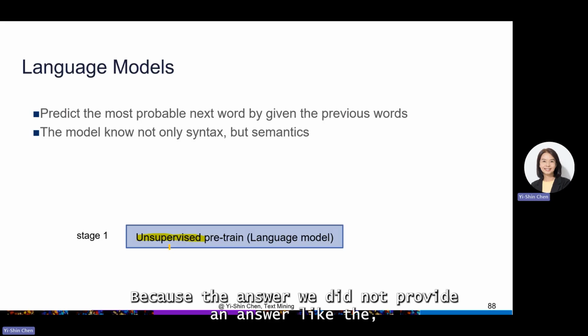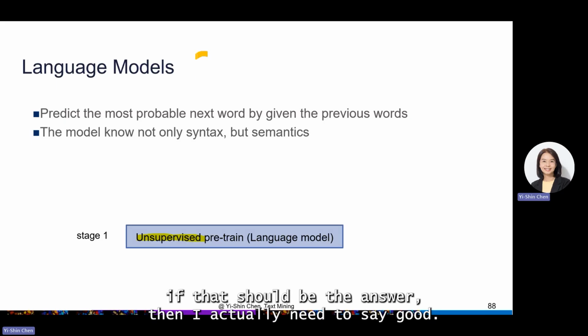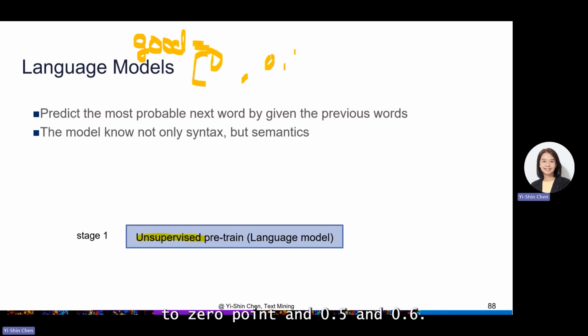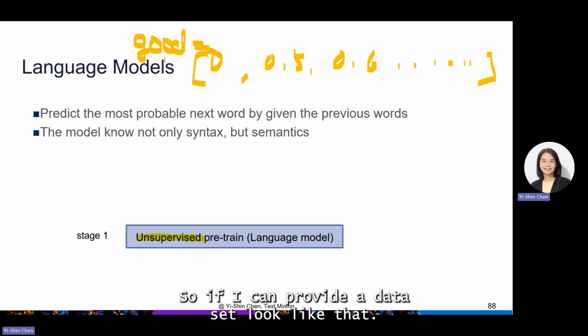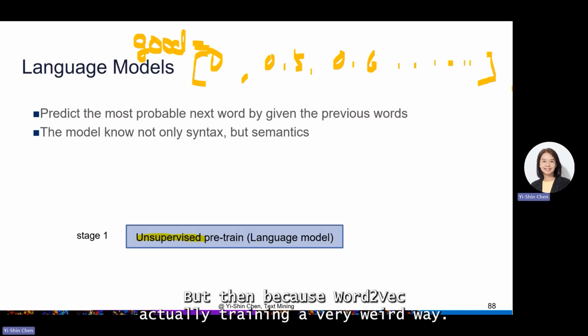Why? Because we did not provide the answer, like the vector for the word marvelous. Suppose it should be 0. If that should be the answer, then I would need to have a human expert saying that good equals 0, and 0.5 and 0.6, and I need to have so many dimensions. If I can provide a data set like that, where marvelous has a certain vector, people consider it more like supervised. But word2vec is trained in a very different way.